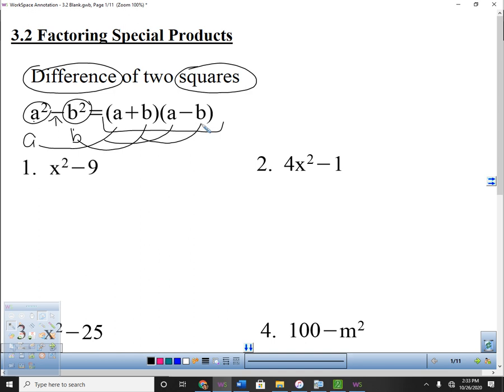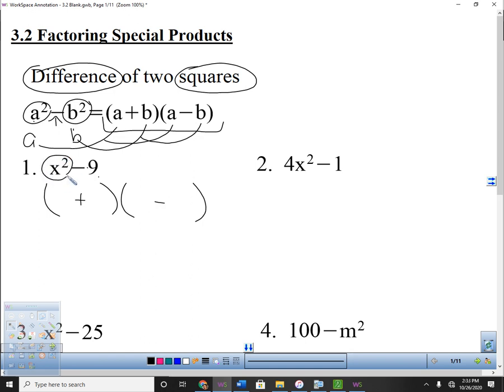Is this a perfect square back here? 9's a perfect square, right? 3 times 3. And then you have a minus sign, correct? So I'm going to split that into two binomials. All right? Since I'm doing this, I'm going to have a plus and a minus. And then I'm going to square root the front.